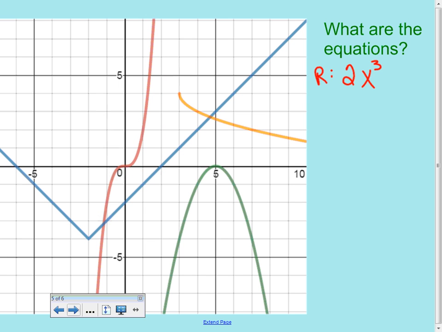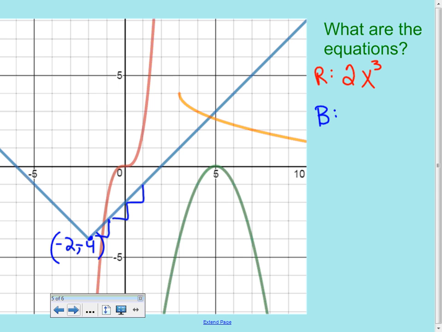All right, next graph. Let's go with the blue graph. That blue graph looks like an absolute value to me. It looks positive because it's facing up. It looks like it was moved over to -2 and then down -4. That vertex right there is -2, -4. And it does look like the slope is up 1 over 1 the whole way through. So there's not going to be a multiplier besides 1.